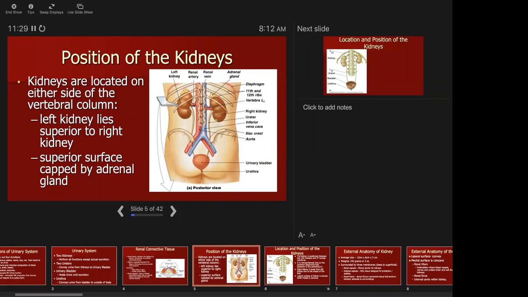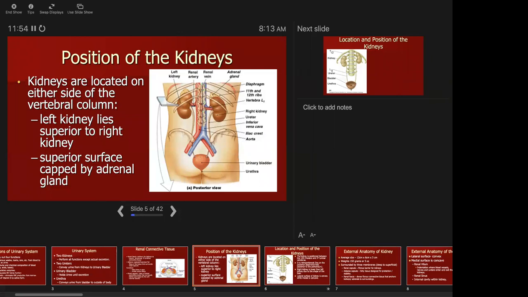Right kidney is the lower kidney. Okay, what do you mean by that? In relation to what is this blue structure here? The inferior vena cava. What is this structure here? The aorta.